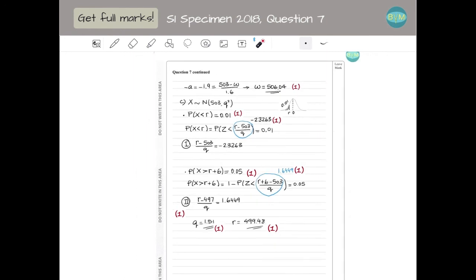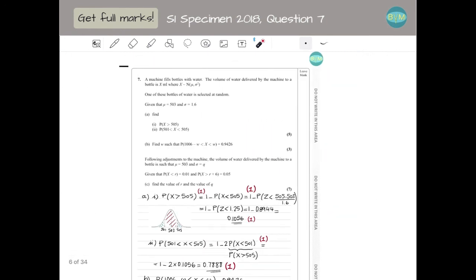So this question, I think, is not an easy question, and you have to understand well how the normal distribution works. So that's all.